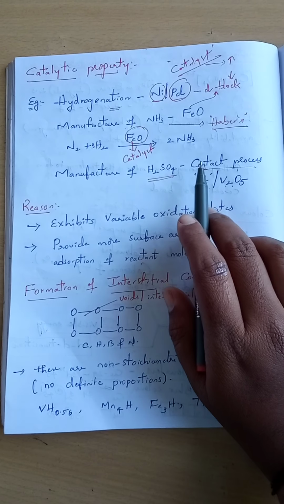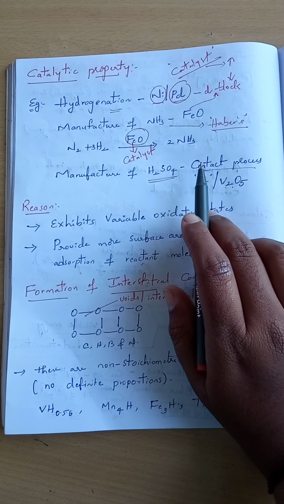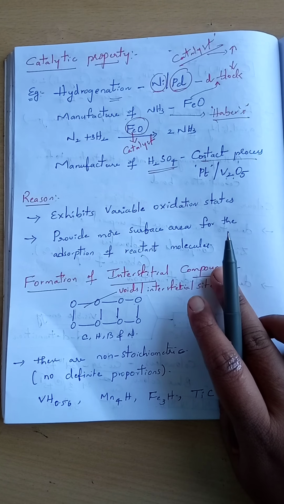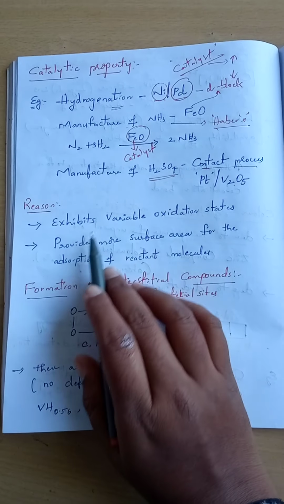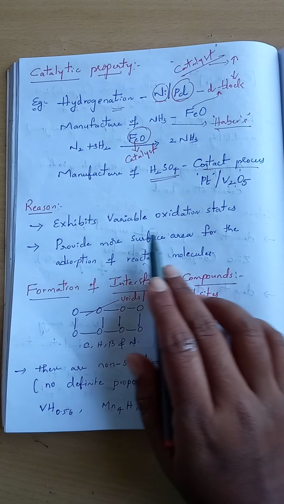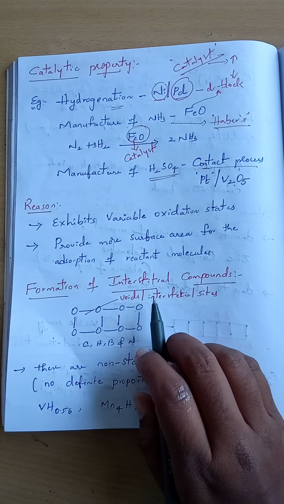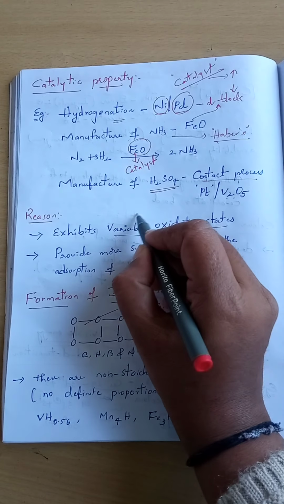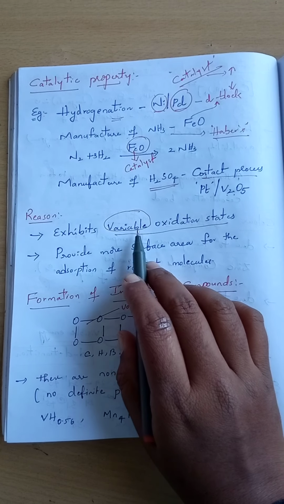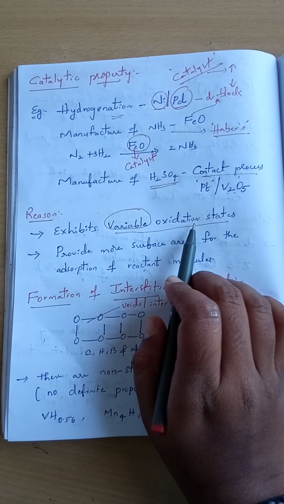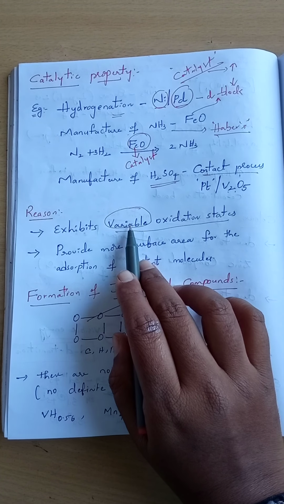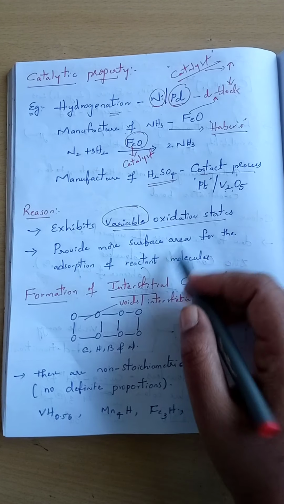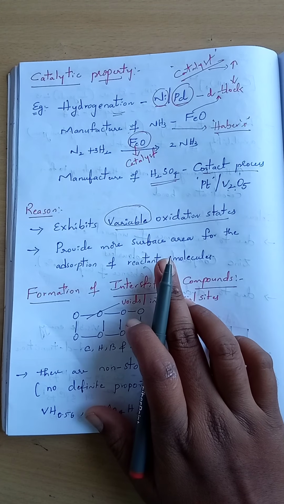Here you may get a doubt: why can all these D block elements show this type of catalytic property? Due to two important reasons they can show this catalytic property. First one, they exhibit variable oxidation states. In general properties we have seen about this variable oxidation state. What is meant by variable? Many. That means they can form different types of oxidation states. Due to having such a property to show different oxidation states, they can act as catalyst. That is one of the reasons.